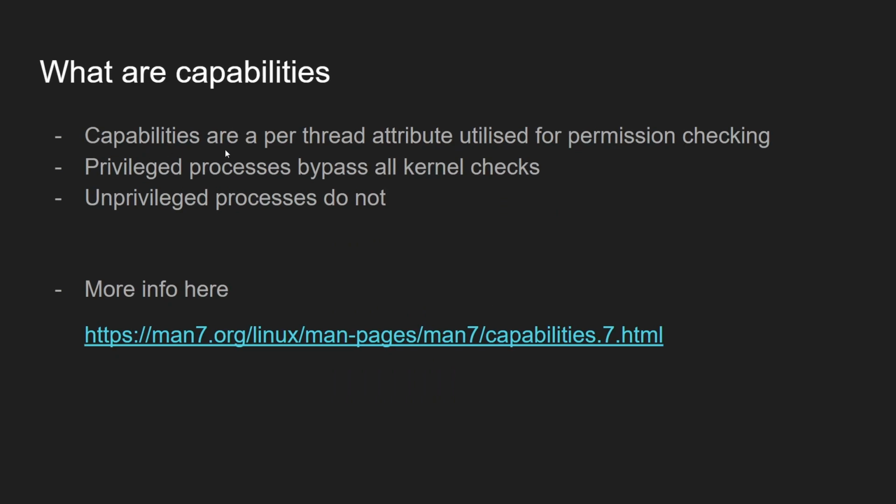So what are capabilities? Capabilities are a per thread attribute utilised for permission checking. Privileged processes bypass all kernel checks. Unprivileged processes do not. This was all found from the manual page of Linux capabilities. Basically, all this means is that a process gets given a set of capabilities essentially. They're like a list of permissions, and if those permissions are set, it allows the process to do something.